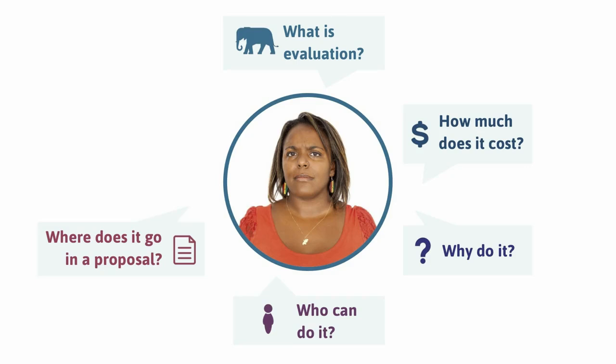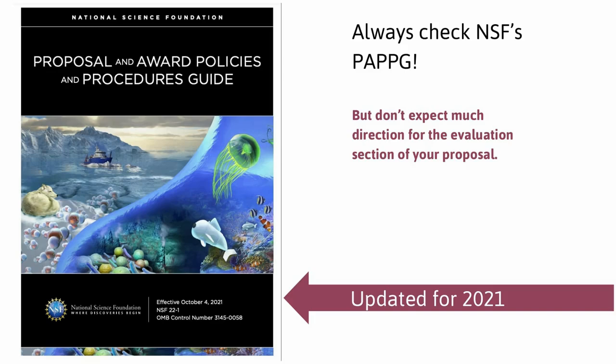So back to our friend Jen, she's warming up to this idea of having her project evaluated, but she's not clear on how it's supposed to show up in her proposal. So let's take a look at that. She knows that she should check the NSF's Proposal and Award Policies and Procedures Guide, known as the PAPPG, but it doesn't provide any guidance on how to address the project's external evaluation.